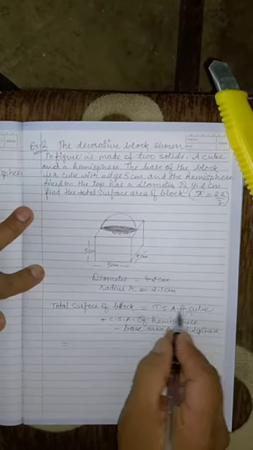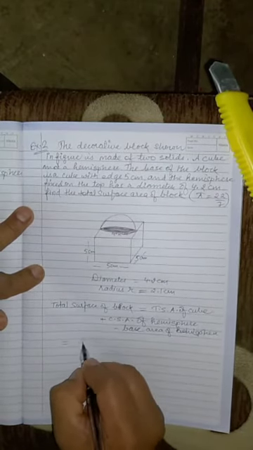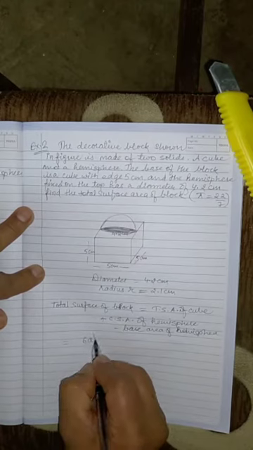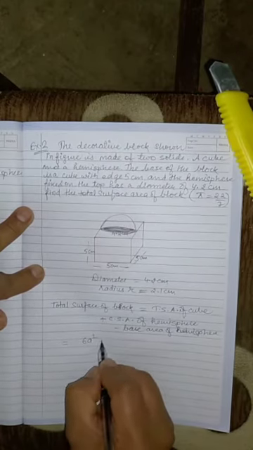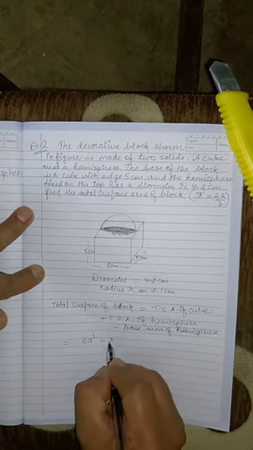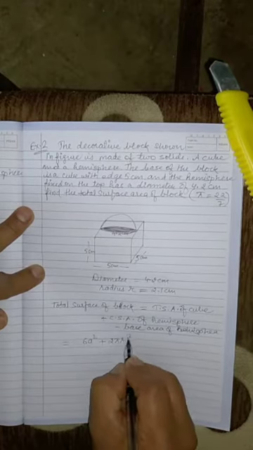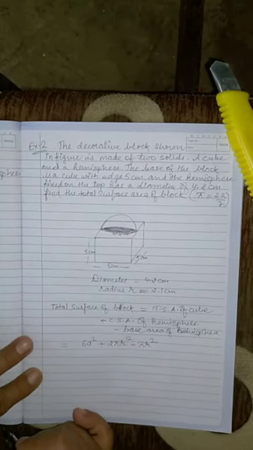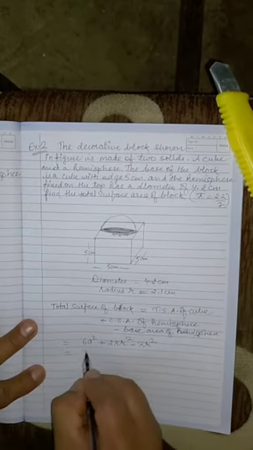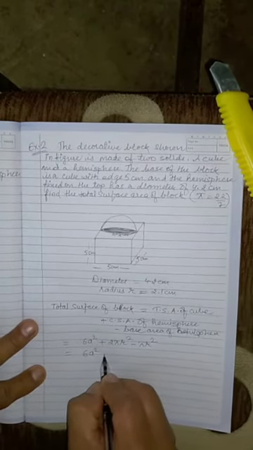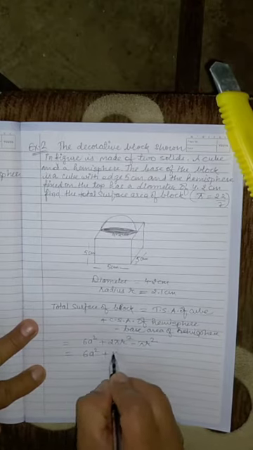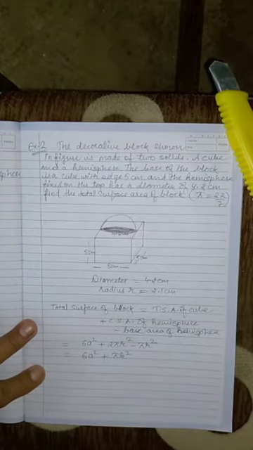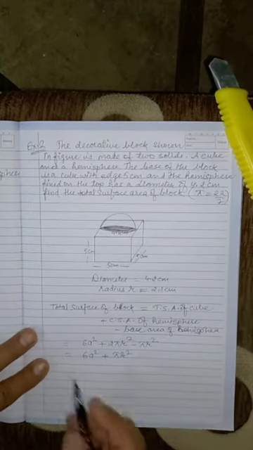That is, TSA of cube is 6 into side square, 6a square, plus CSA of hemisphere is 2 pi r square, minus base area is pi r square, which is circular base. So basically the area to be calculated is 6a square plus pi r square, since 2 pi r square minus pi r square is equal to pi r square.